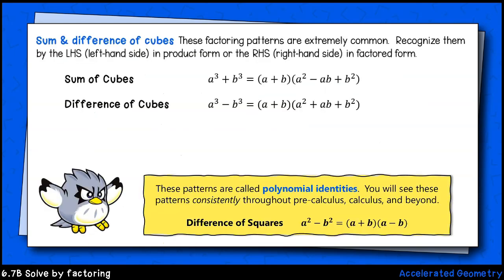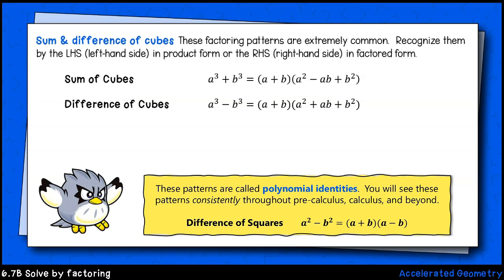At this point, we've looked at several general strategies for factoring, but we haven't explicitly talked about some of the common factor patterns that arise with these higher degree polynomials. When we looked at quadratics, complex numbers, and radical expressions, we frequently saw this difference of squares pattern. Altogether, these patterns are part of a group called polynomial identities. You will see these patterns consistently throughout this course, pre-calculus, calculus, and beyond.